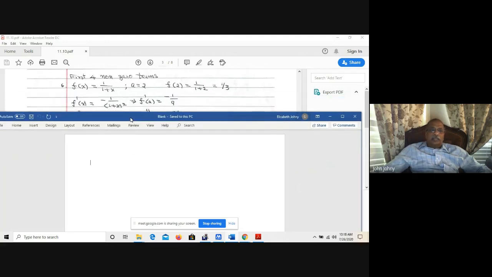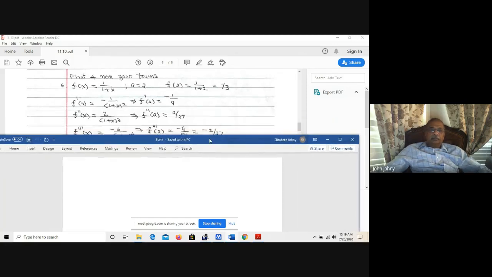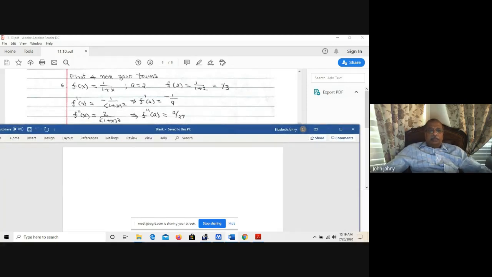f prime of x is negative 1 over (1 plus x) squared. So f prime of 2 is negative 1 over (1 plus 2) squared. This is 3 squared. So negative 1 over 9. f double prime of x is 2 over (1 plus x) cubed, because it is positive. As I mentioned earlier, if you do not remember the formula, write this as negative 1 times (1 plus x) to the negative 2, and then use the power rule. After 1 or 2 steps, you get this. That implies f double prime of 2 is equal to 2 over 3 cubed, which is 2 over 27.